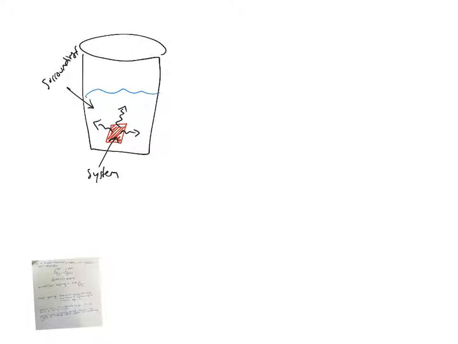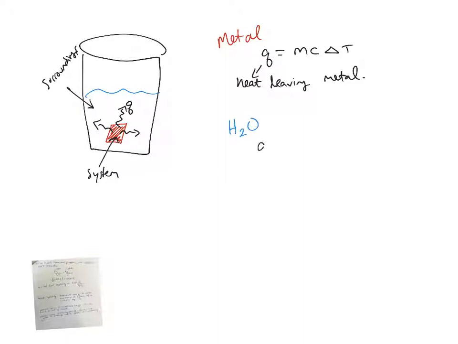So now let's look at what math we could do here. And this brings us into our next idea. Let's consider the metal. If I wanted to figure out Q for the metal, I'm going to have Q equals mc delta T. So Q is the heat leaving the metal. So, great. Let's look at the water for a second. Let's say we wanted to do this same exact thing for the water. I could come up with my Q equals mc delta T.